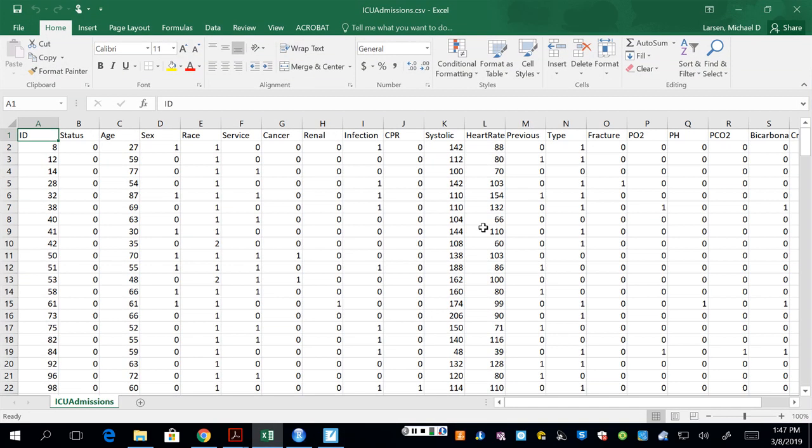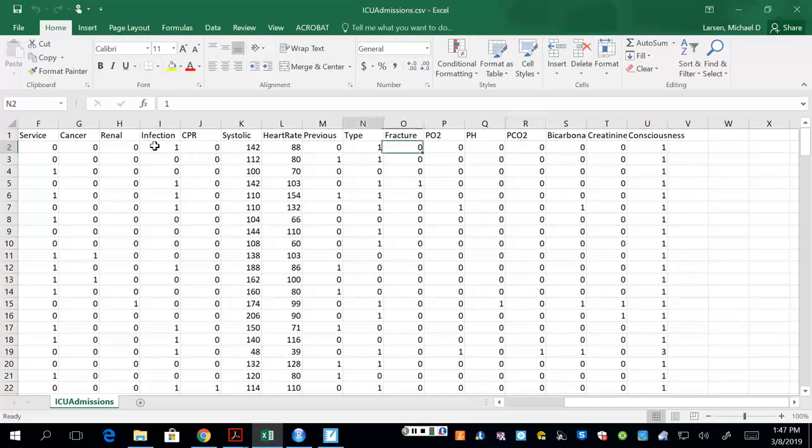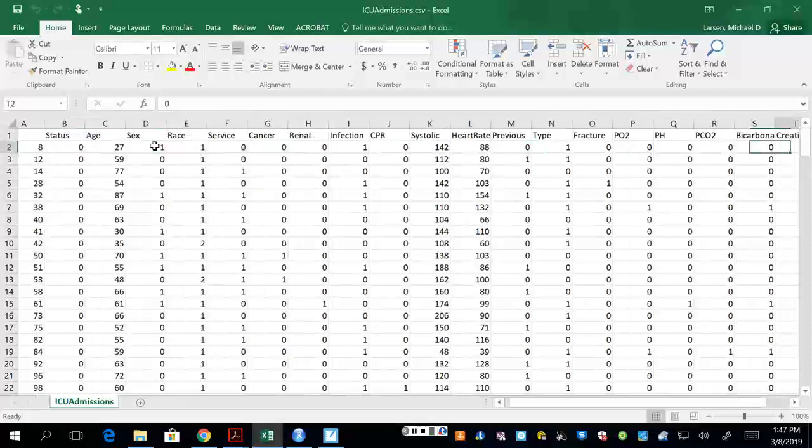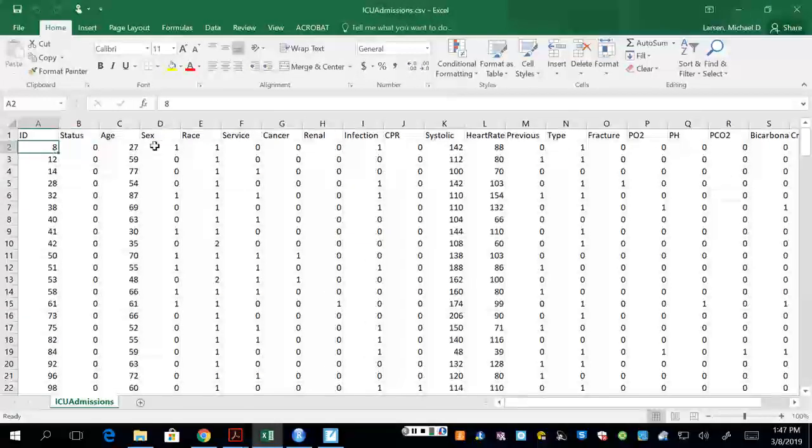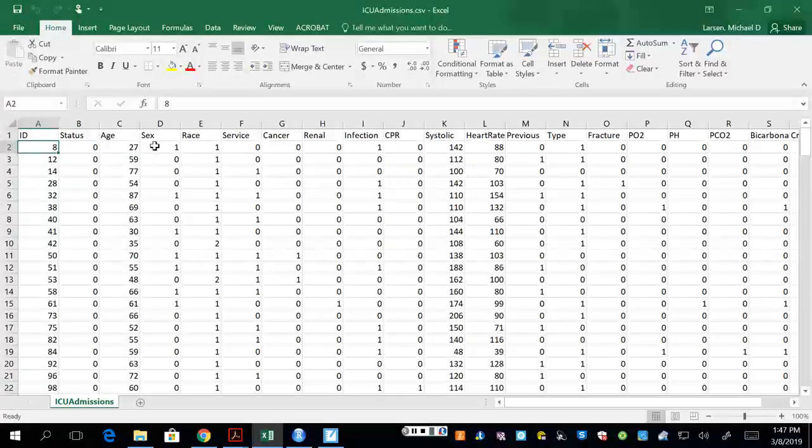So we're going to look at a data set on admissions to ICU, intensive care units, and these are adults. Here are their ages, and in this data set we study the characteristics of who gets admitted: their sex, male, female, race, different services. They come in with cancer, renal problem. They perform CPR on them, systolic blood pressure, and so on. Quite a few different things. Were they conscious as they came in? So that's the data set, and there are 200 rows of people in it.